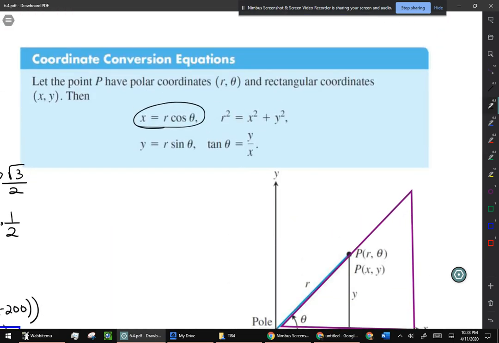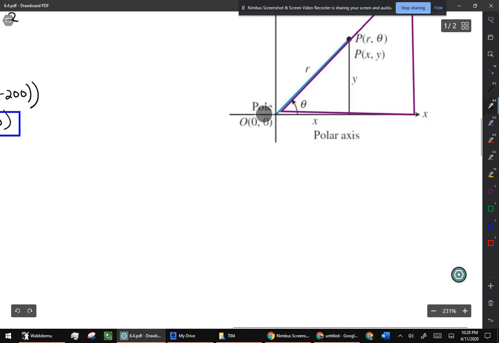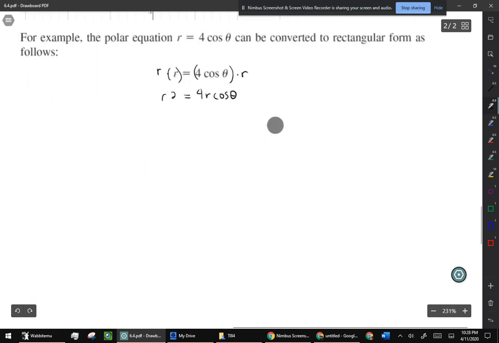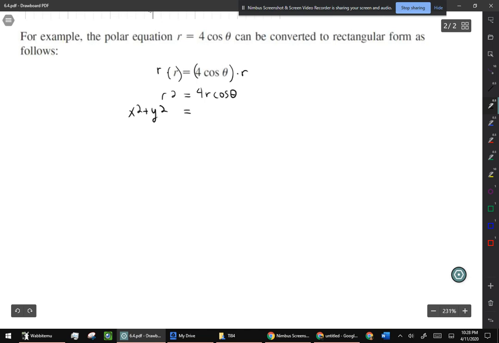I'm going to look up. Again, there's your x is equal to r cosine theta, and your r squared is equal to x squared plus y squared. I'm going to take those and do the substitution. X squared plus y squared is in for r squared, and r cosine theta is now x. And we just have to clean this up a bit. We're going to complete the square, so it's going to be x squared minus 4x, leave a little bit of space, plus y squared equals 0.